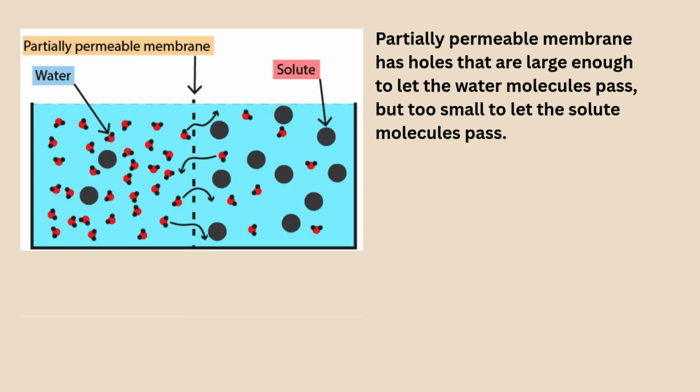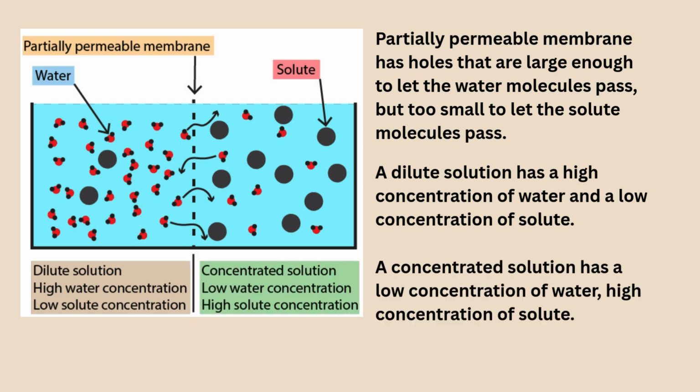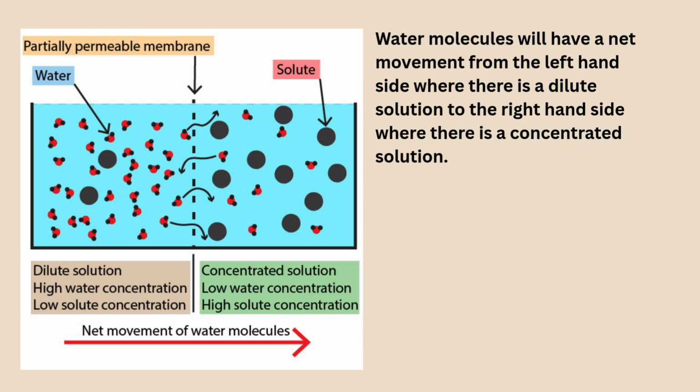A partially permeable membrane has holes that are large enough to let the water molecules pass, but too small to let the solute molecules pass. A dilute solution has a high concentration of water and a low concentration of solute. A concentrated solution has a low concentration of water and a high concentration of solute. Water molecules will have a net movement from the left-hand side where there is a dilute solution to the right-hand side where there is a concentrated solution.